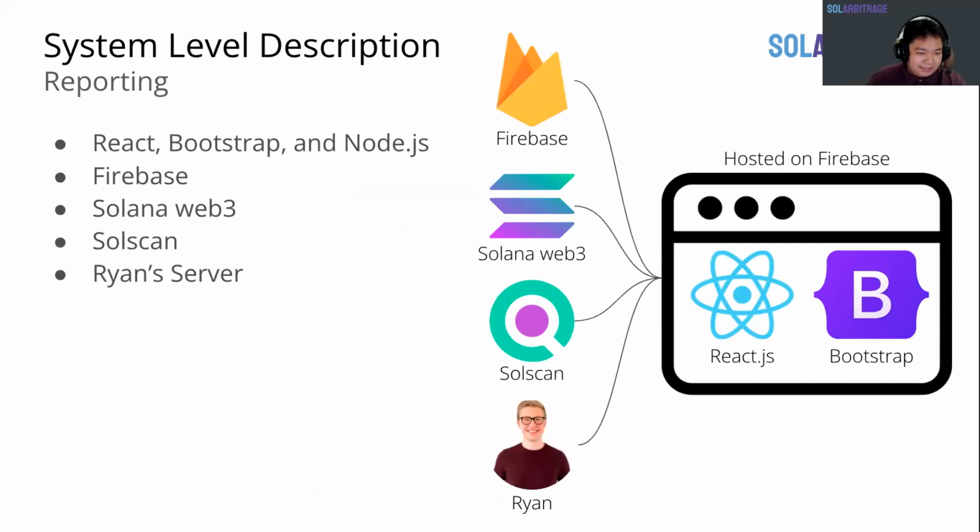A reporting part of the system aggregates data from our Firebase databases, Solana's Web3 API, Solscan's API, and some information from Ryan's server where our programs are running. The website is hosted on Firebase as well. It runs on React, and Bootstrap was used for its theming and containers. If you haven't actually seen the actual website, we can show it to you later.